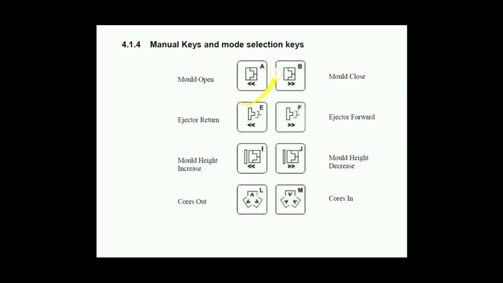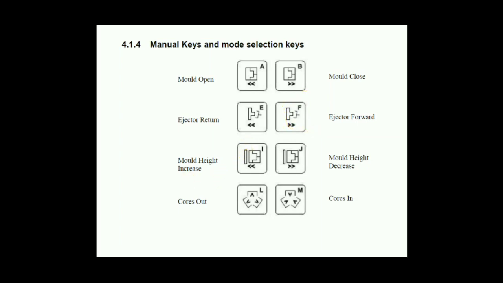Now for that you can see mode open and mode close. For mode opening, the arrow points towards the clamping section, and for mode closing the arrow points towards the barrel section. So that is quite easy. You can just open and close the mold from this particular button. A similar pattern is followed for ejector return and ejector forward, just like mode open and mode close.